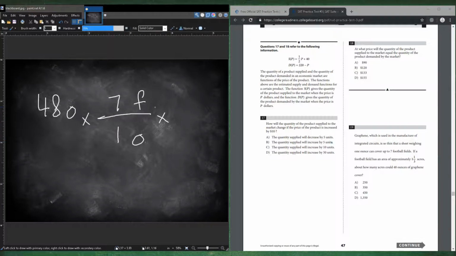And now we need to convert from football fields. So we have 1 and 1/3 acre equals 1 football field. So using your calculator, 48 times 7 times 1 and 1/3, we get 448. So the answer closest is C, with 450. So 19 is C.